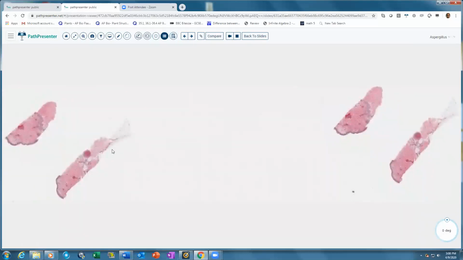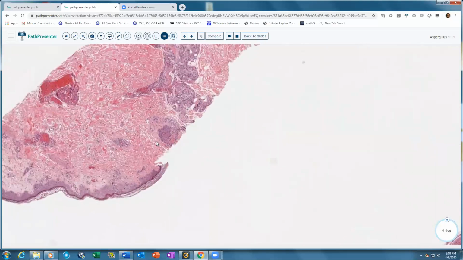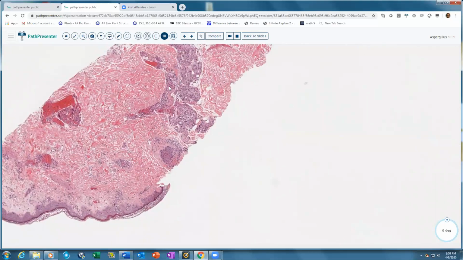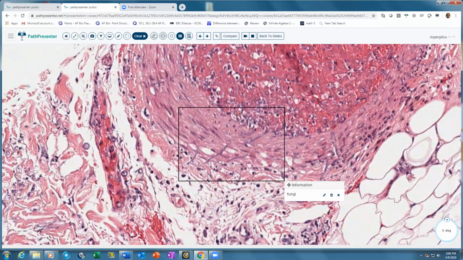So here we can see again, there's a lot of inflammation in the dermis, and around these blood vessels you can see long hyphae with septae. So these are narrow septate hyphae with acute angle branching and a background of necrosis with focal foci of vessel invasion. So these are invading the vessel. This is quite common with Aspergillus, where you see them invading the vessel.